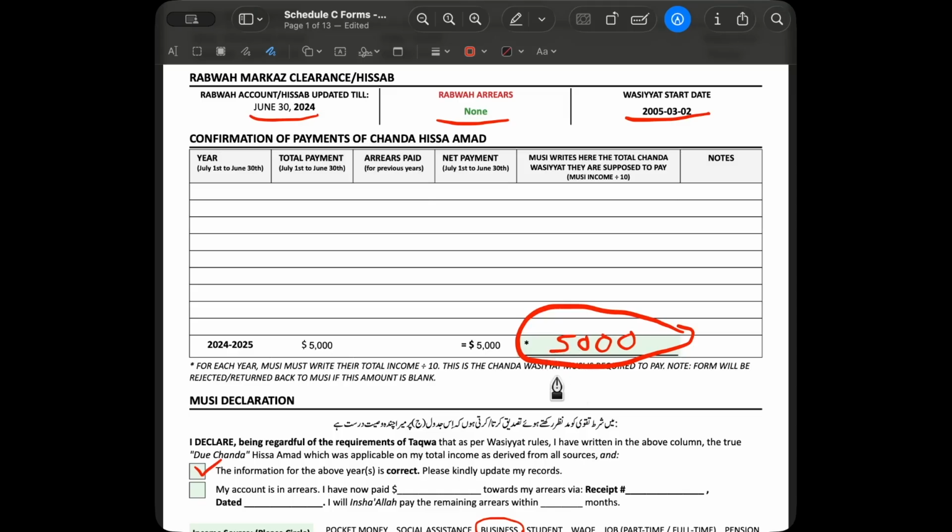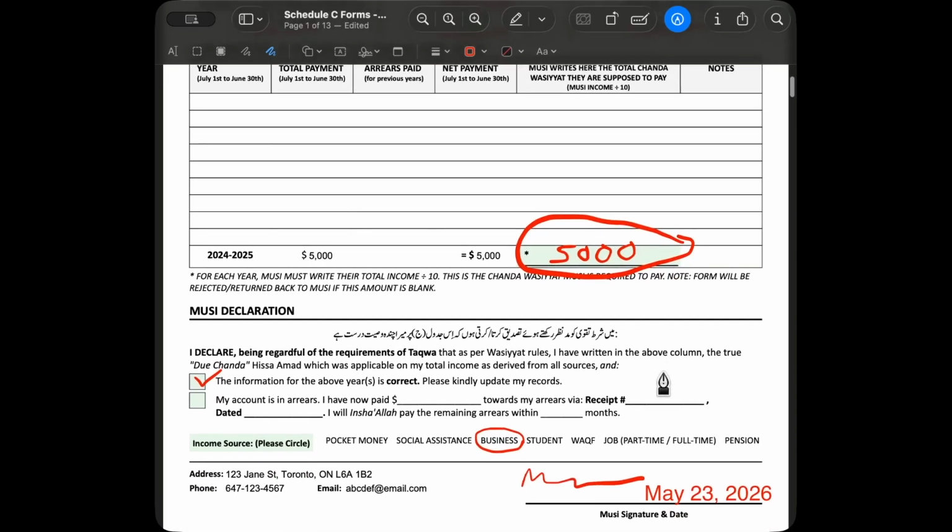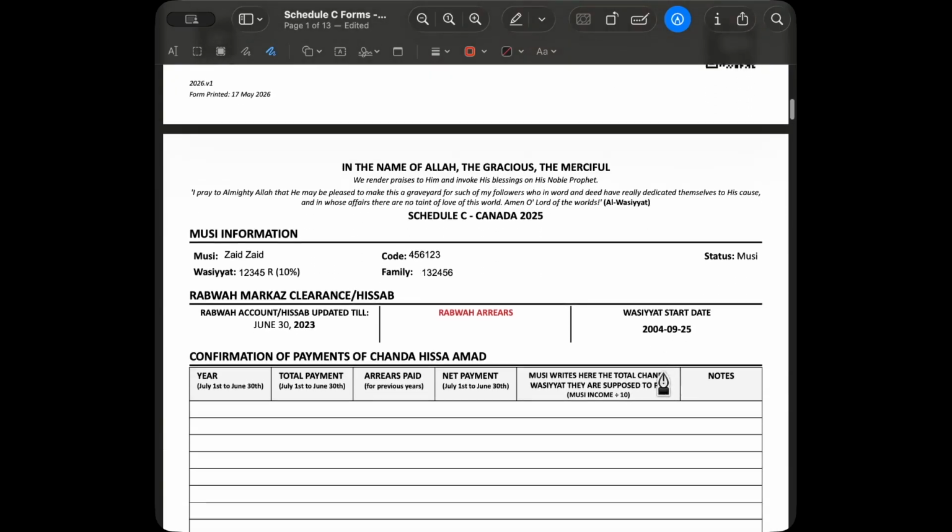Now, because his payment was according to his income, and he has declared that he was supposed to pay $5,000, now in his account, he will have no arrears or no excess either. So this is the simplest form. Let's look at another form.